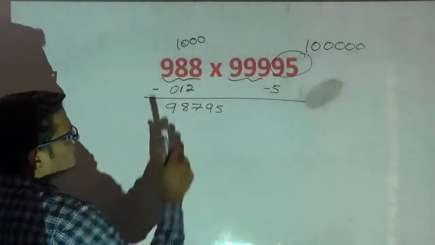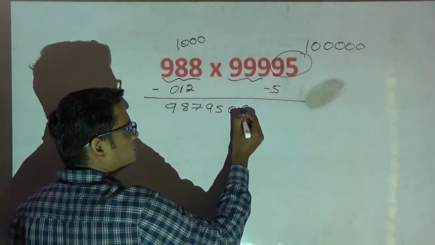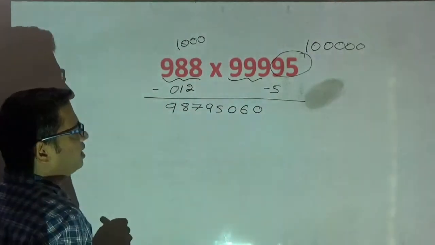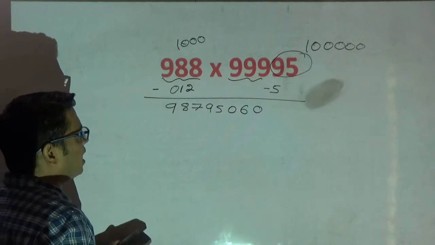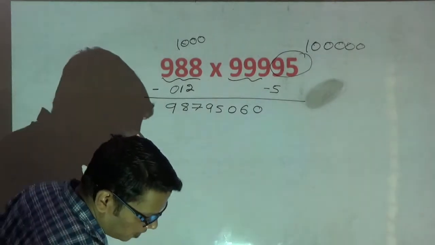Then, 12 into 5 is 60. But 1000 has 3 zeros. So I will write 060. This should also be 3 digits only. The answer for this example is 98795060. Hope you are understanding.